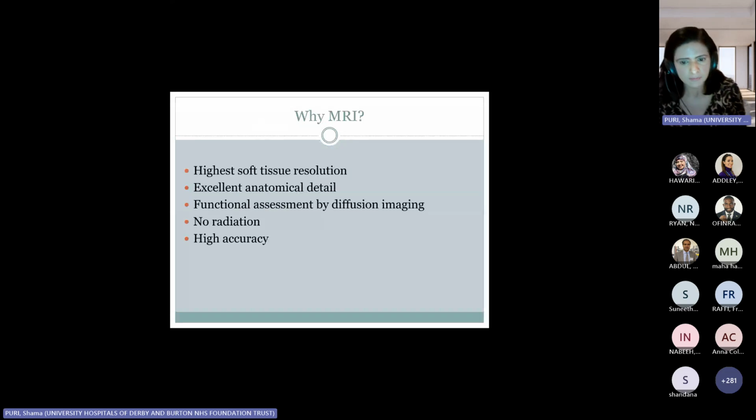Now, why MRI? Why not CT or PET or ultrasound? So MRI has got highest soft tissue resolution. It gives us absolutely excellent detailed anatomy, and the differentiation between the tumor and the normal structures are best done by MRI. It can also give us functional assessment of the tumor by using diffusion imaging. Obviously, it involves no radiation, and it has shown to be accurate.